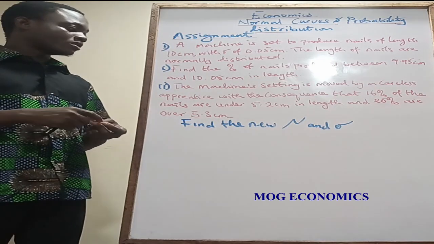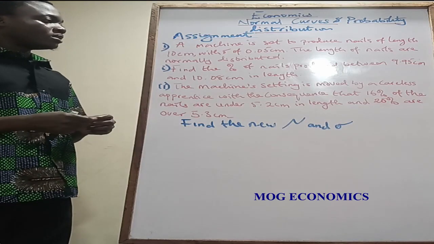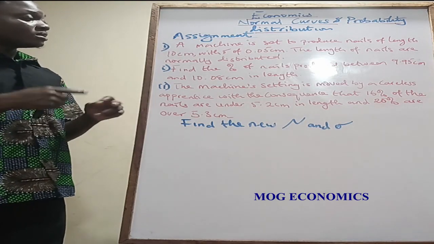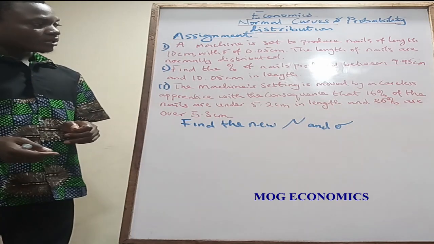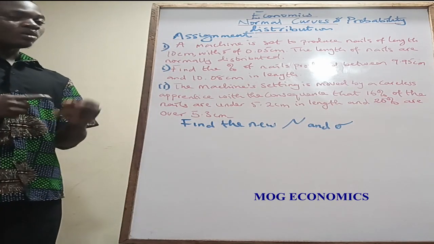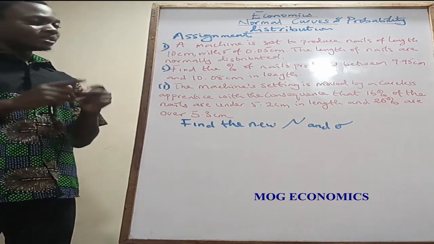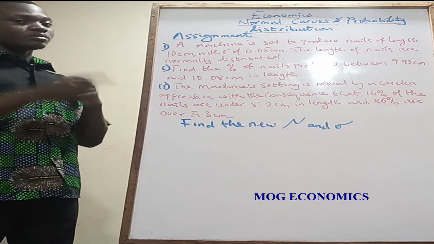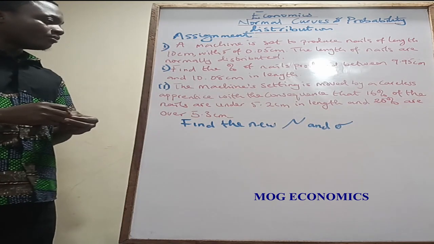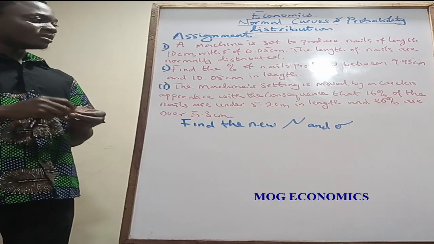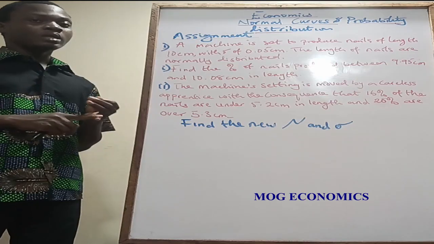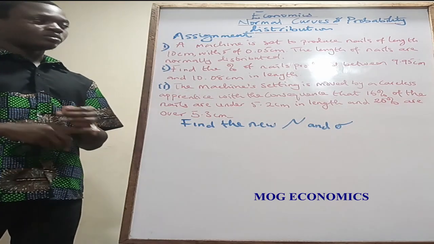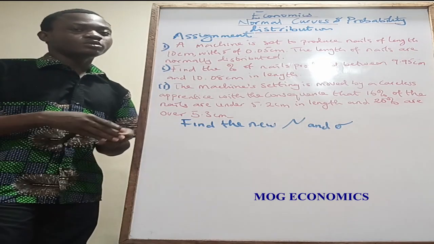That's the percentage. Finish. Now B, the machine setting is moved by a careless apprentice, with the consequence that 16% of the nails are under 5.2 centimeter. They give you percent now, so convert it to decimals. 16% are under 5.2 centimeter in length, and 20% are over 5.3 centimeter. So find the new mean and standard deviation. This is just like what we just finished doing exactly.